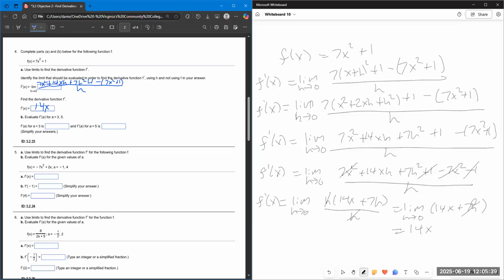So f prime of positive 3 is 14 times 3, which is 42. f prime of 5 is 14 times 5, which is 70.